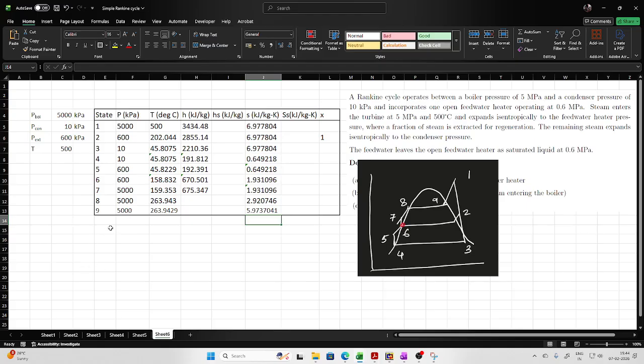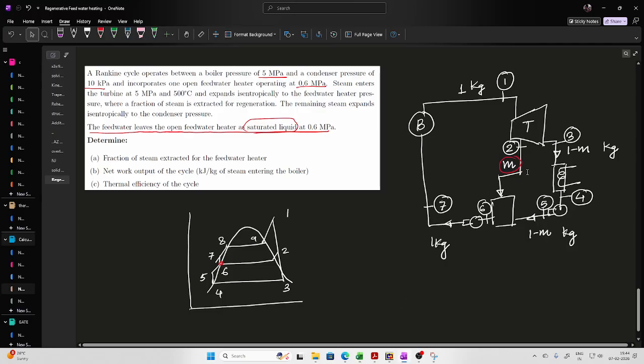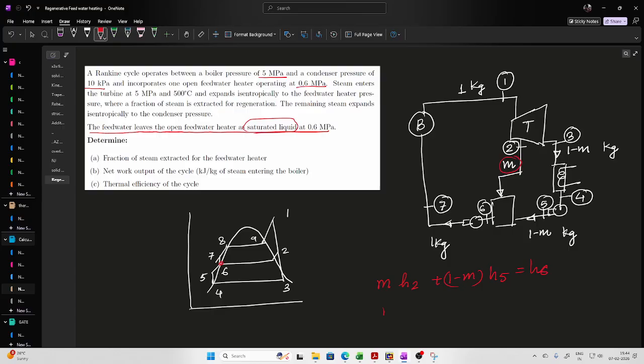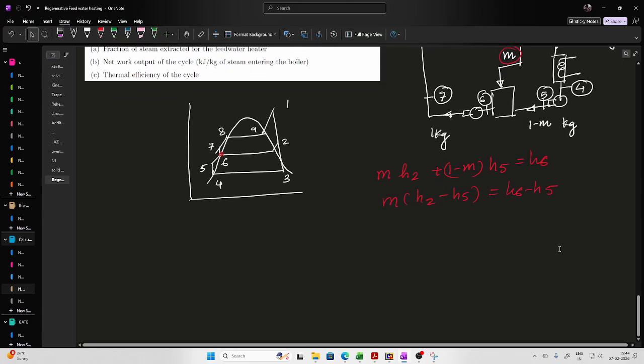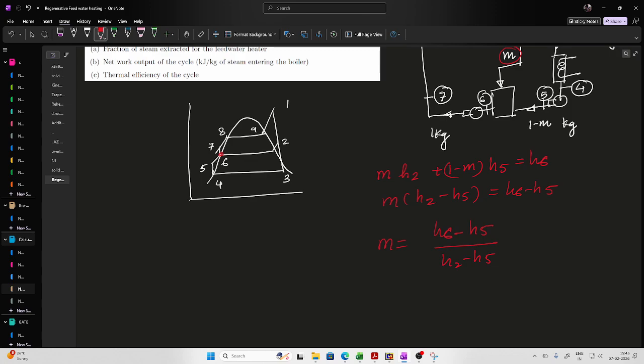So first let us evaluate the extraction, how much mass has been extracted. If you look at this, you can appreciate that M·H2 plus (1 minus M)·H5 should be the same as H6. So M(H2 minus H5) will be H6 minus H5. Once this is done, M can be evaluated as (H6 minus H5) by (H2 minus H5).